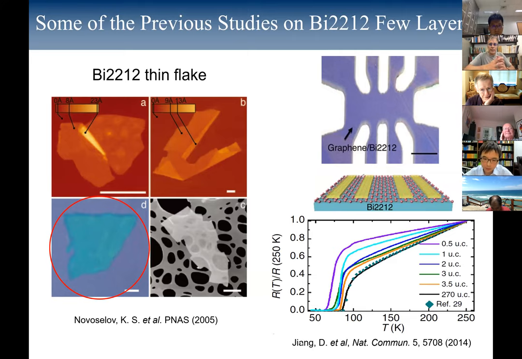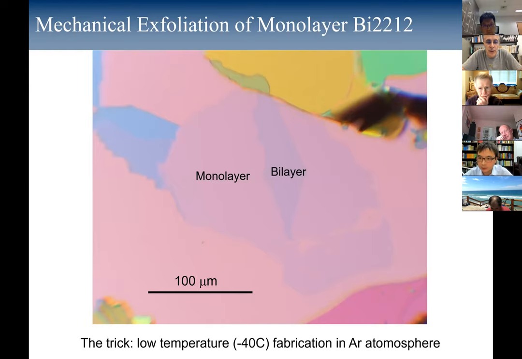For example, Jiang Da et al., back in 2014, produced a half unit cell of bismuth 2212, and found the TC decreased a lot compared to the bulk BISCO. But before we attribute this TC decrease to a dimensionality effect, we have to be careful, because when we compare the TC of different samples, we have to make sure we're comparing at exactly the same doping. This is not easy to achieve, because when we produce monolayers, the monolayer may degrade. So we have to solve this problem before we could do a detailed study of the high TC superconductivity.